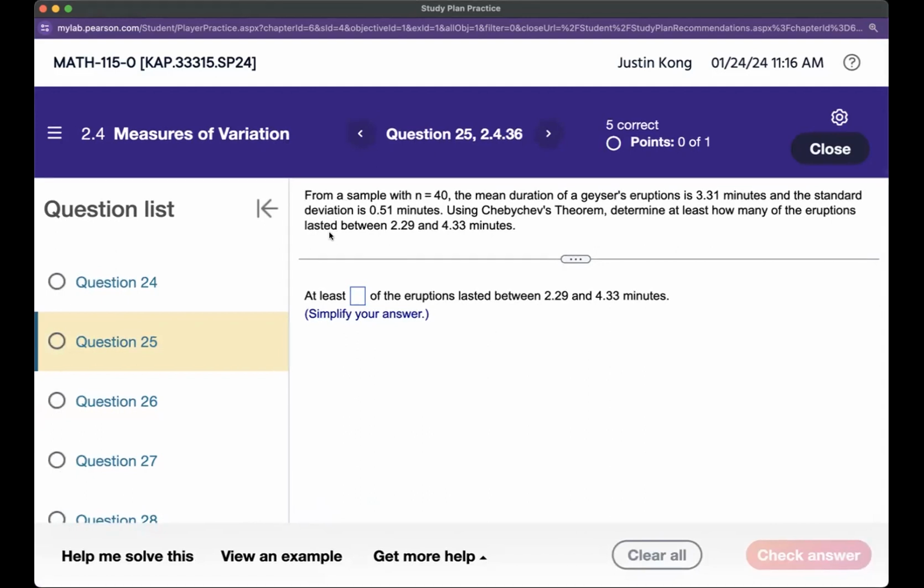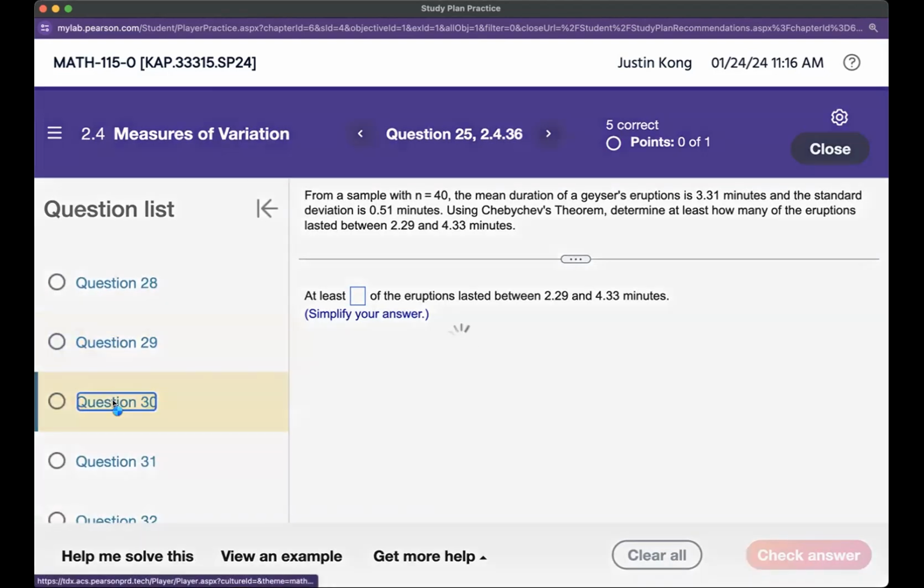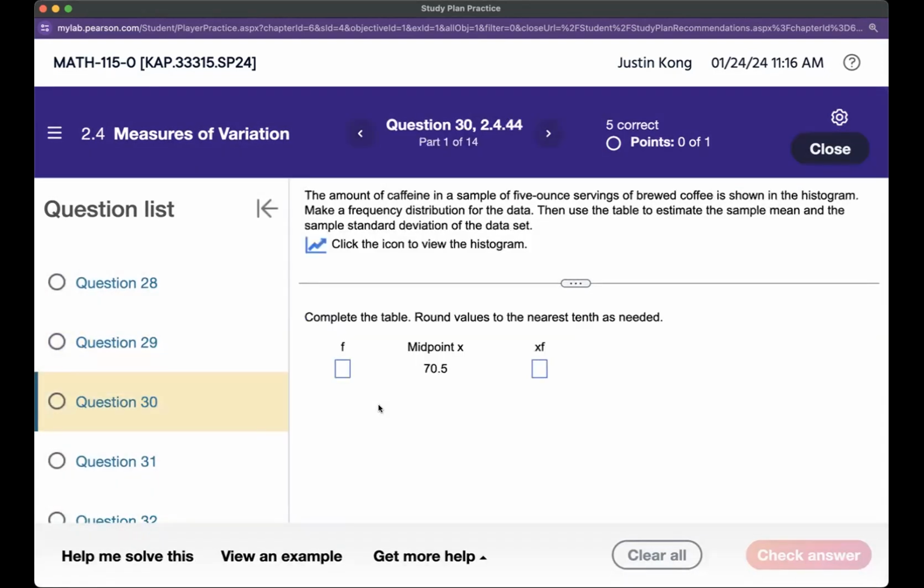Okay, number 25. From a sample of n equal 40, the mean duration of a geyser's eruptions is 3.3 minutes, standard deviation of 0.5 minutes. Using Chebyshev. Oh, you know what? Actually, we can skip this one because we never talked about Chebyshev. Skip down. Any Chebyshev questions, we'll just skip. Amount of caffeine in a sample of 5-ounce servings of brewed coffee is shown in the histogram. Make a frequency distribution. Then use the table to estimate the sample mean and the sample standard deviation.